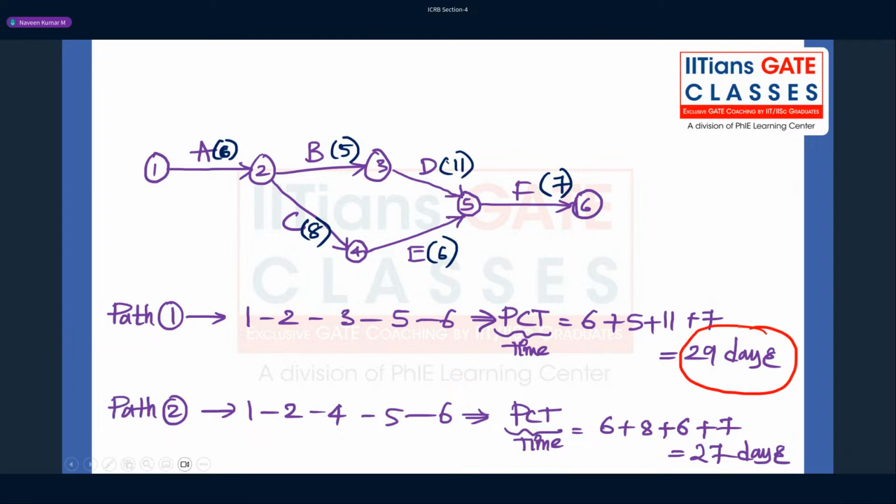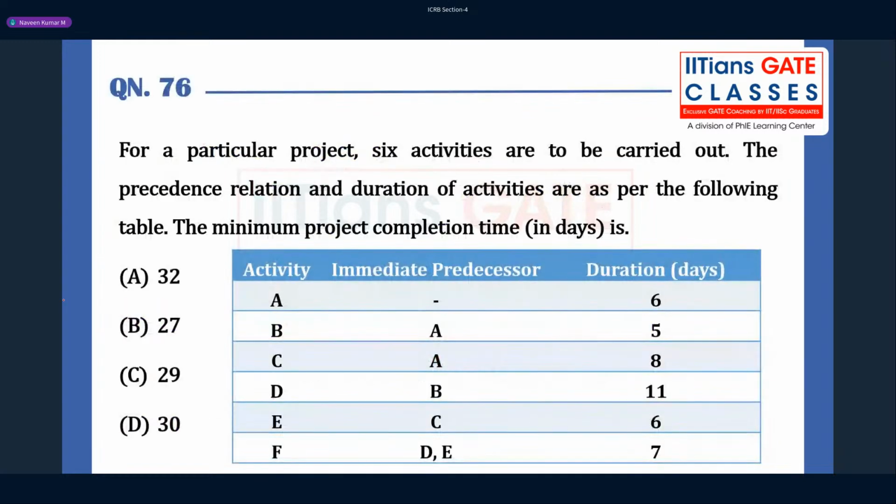If you have a very complicated diagram, you have to go for the forward pass and the backward pass, and then identify the forward pass nodes and backward pass nodes and see wherever there is zero float and identify the path, and that path will be your critical path. So this is your critical path here. Area maximum. So this is the answer. Answer is 29. Very simple.